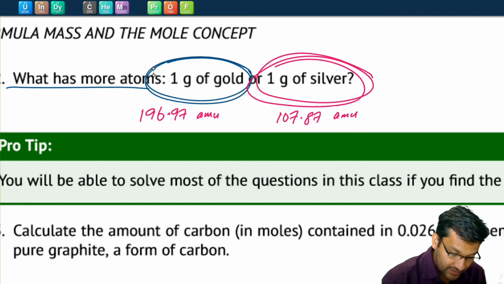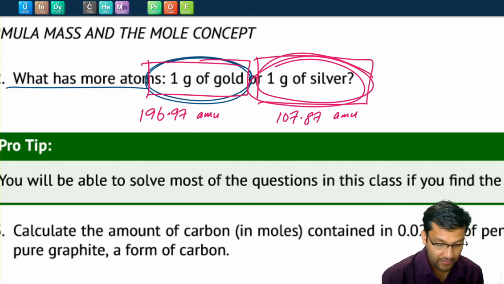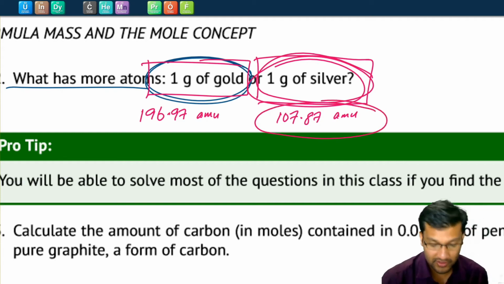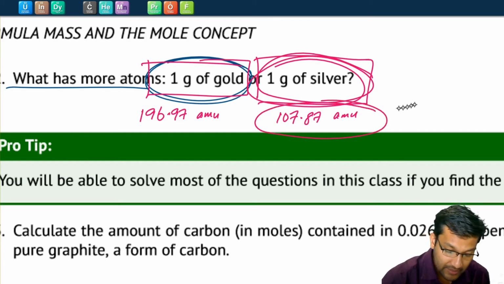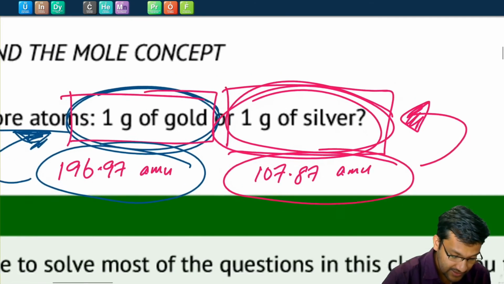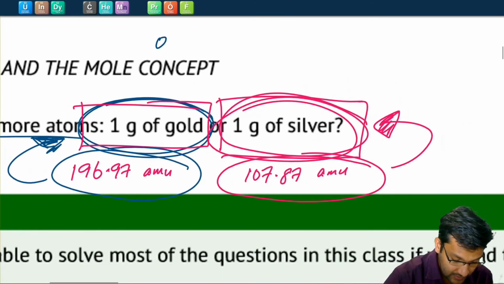However, their total masses are the same, right? We have 1 gram of silver versus 1 gram of gold. So because silver is lighter, has a lower atomic mass, you would need more silver atoms to add up to 1 gram. Compare that to gold. Each gold atom is heavier, so you would need fewer gold atoms to add up to 1 gram of gold. Think of these as maybe elephants.